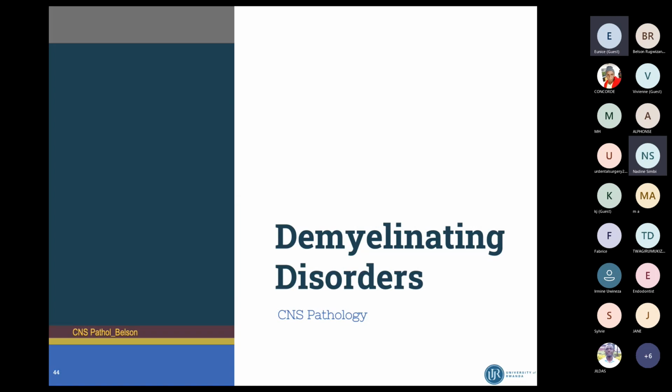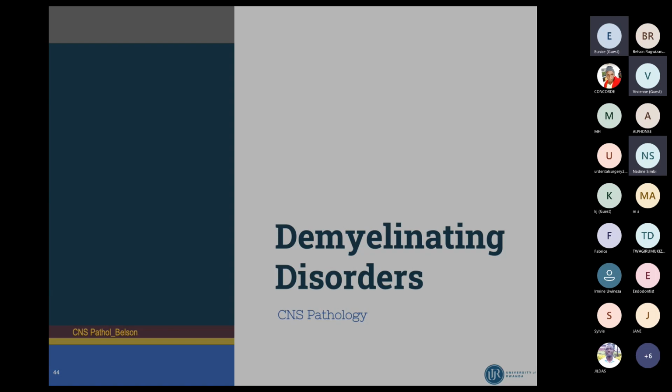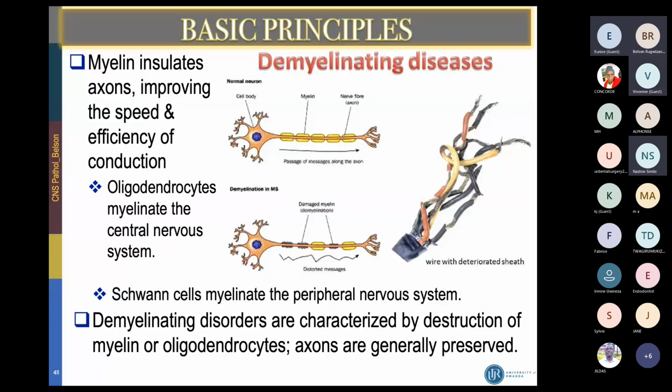As you can understand, these are the diseases which affect the myelin sheath around the neurons, especially around the axons. And the myelin sheath, as you know, is composed of oligodendrocytes in the central nervous system, while in the peripheral nervous system it is composed of Schwann cells. So this is a normal neuron, which is surrounded by myelin sheath on the axon part, and the myelin sheath is just made up of oligodendrocytes in the central nervous system.